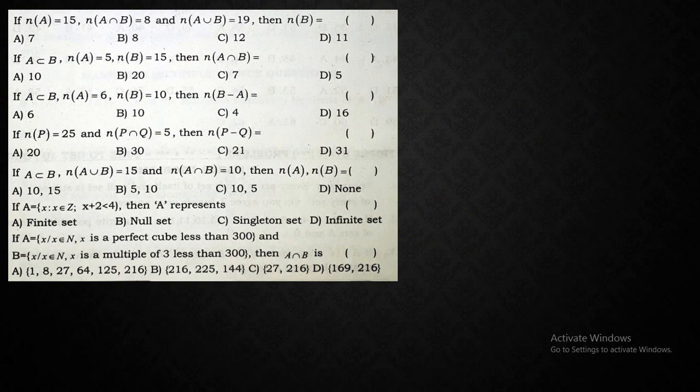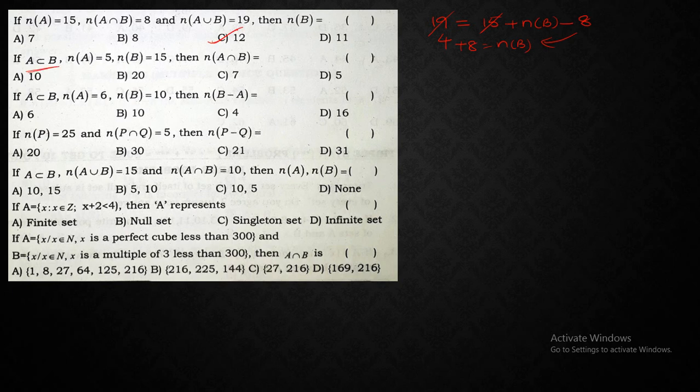n of A is equal to 15, n of A intersection B is equal to 8, n of A union B is equal to 19, n of B is equal to? So already we know the formula. n of A union B is equal to n of A plus n of B minus n of A intersection B. So when I subtract, I am going to get 4 here. When I transpose the minus 8, it becomes plus 8. So 4 plus 8 is equal to n of B. So n of B is equal to 12.